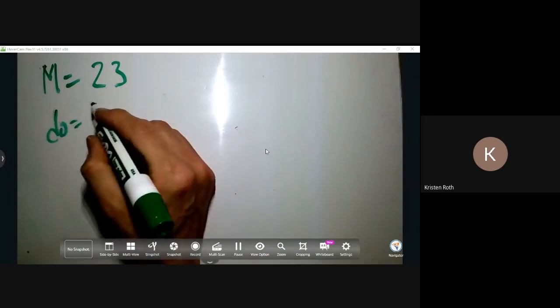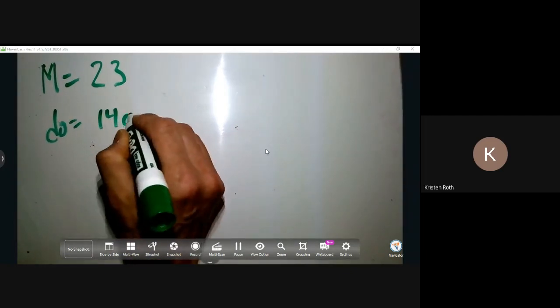A lens produces a real image. Real, which means it's going to be inverted, okay? That is 23 times bigger than the object. So that tells us that the magnification is 23 times, okay? If the object is 14 centimeters away, so we're looking at distance. So distance of object is 14 centimeters.